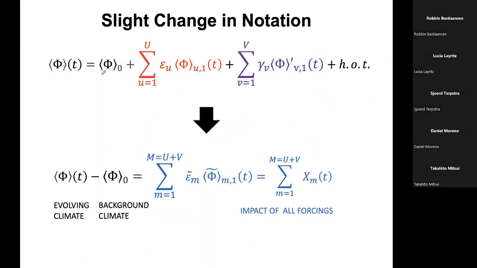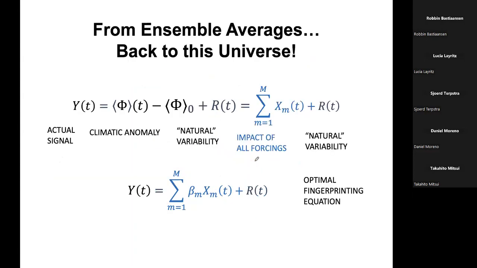Now I can make a small change in this notation, and put the background climate on the reference date on the left-hand side of this equation, and I get that the change in the climate, so in the expectation value of the statistics, is the sum of these m terms. Now I assume that U plus V makes m, so I clump together stochastic and deterministic forcing because it makes no problem to me. So that's the impact of all forcings.